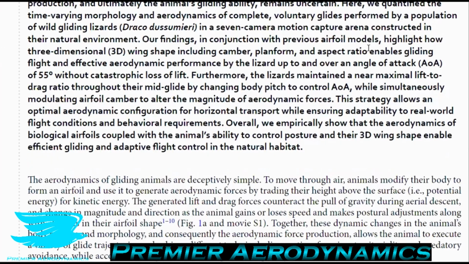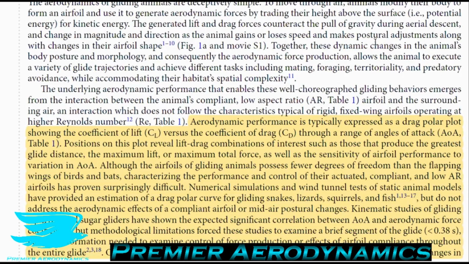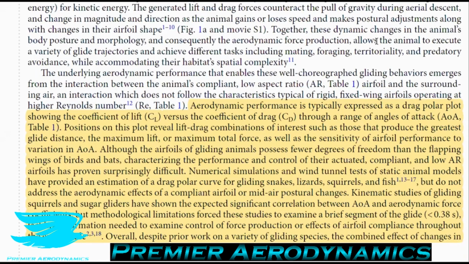So first up, aerodynamic performance is typically expressed as a drag polar plot showing the coefficient of lift versus the coefficient of drag. So the CD is on the x-axis and the CL is on the y-axis. Or you can also just have the lift to drag ratio on the y-axis and then the angle of attack on the x-axis, either one. The drag polar is just the CD versus CL.